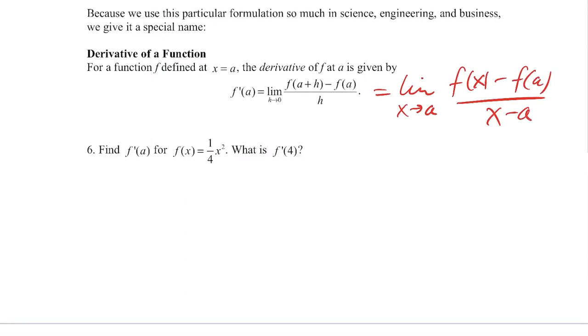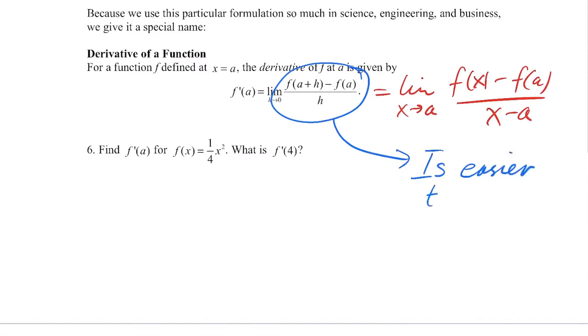The reason that we prefer this formulation right here is that this one is easier to calculate. Let's look at how it works. Find f prime of a for f of x equal to 1/4 x squared. What is f prime of 4?